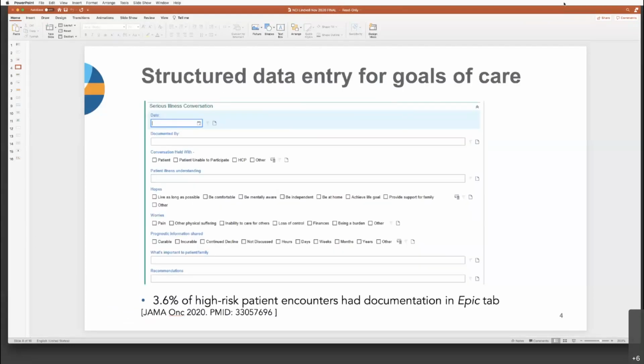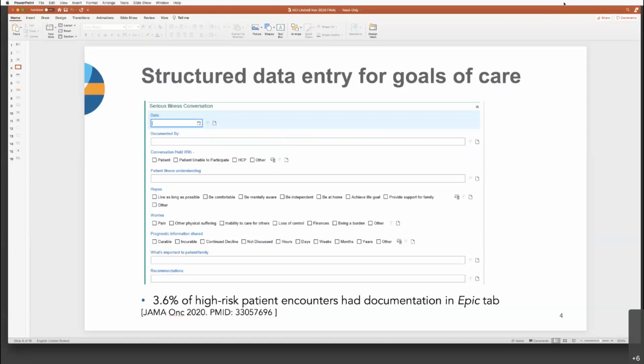So one solution that many healthcare systems use is to try and make the unstructured data structured. In the example of goals of care documentation, Epic has built a tab to enter some domains of goals of care. Clinicians are then supposed to go into this tab and fill out the patient's hopes and worries and what kind of prognostic information was shared. But I see two key issues with doing this.